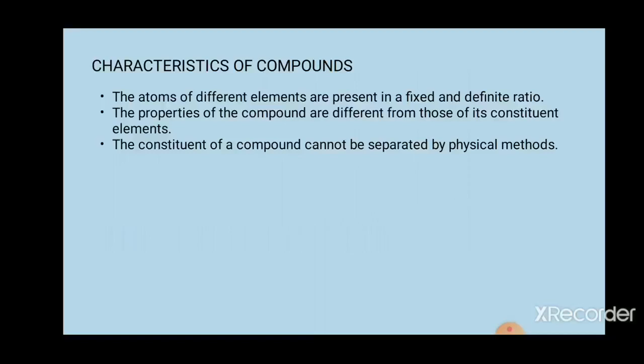Present in a fixed ratio means, what is the formula of water? It is H2O. That means 2 hydrogen atoms and 1 oxygen atom should be present. Then only I can call it the formula of water as H2O. In the same way, take carbon dioxide. It is formed by atoms of different elements, carbon and oxygen. The formula of carbon dioxide is CO2. That means 1 carbon atom and 2 oxygen atoms are present, so it is in a fixed ratio of 1:2. I hope you understood the first point.